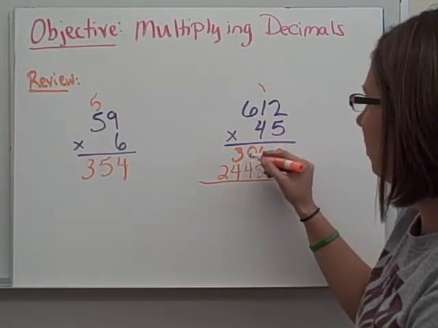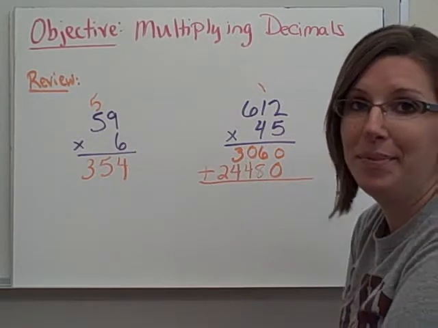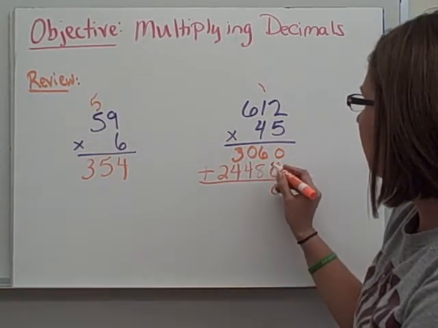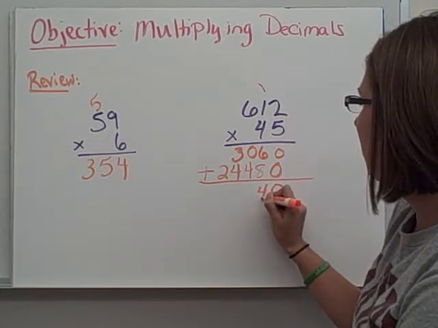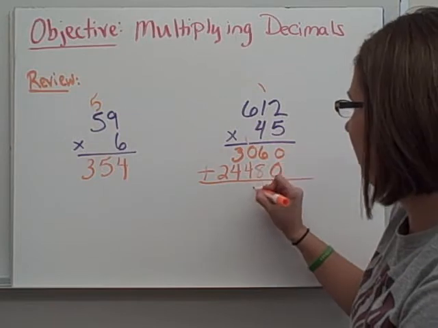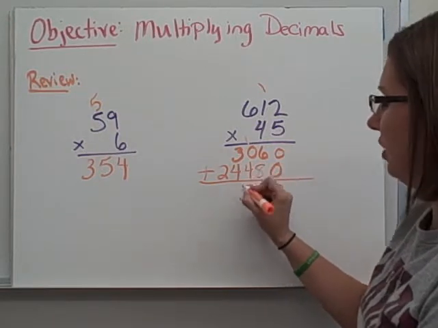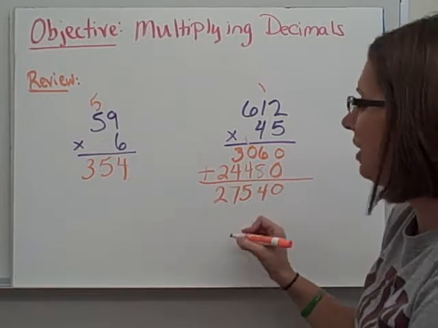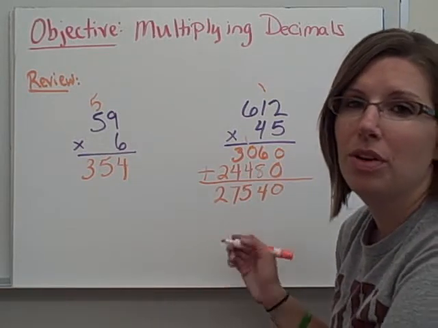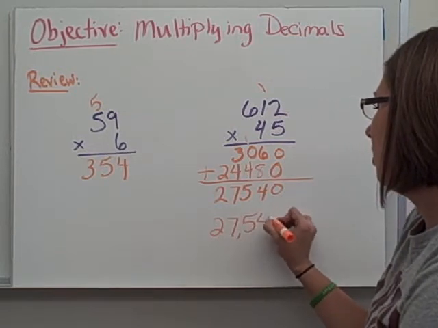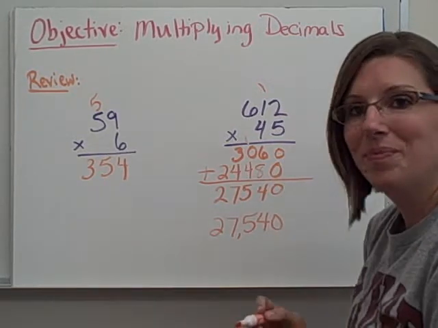Make sure all our numbers are lined up, and we're going to add. 0 plus 0 is 0. 6 plus 8 is 14, carry the 1. 4 plus 0 plus 1 is 5. 4 plus 3 is 7. And 2 plus 0 is 2. You can add a comma if you want to, to denote the thousands place, but you don't have to.